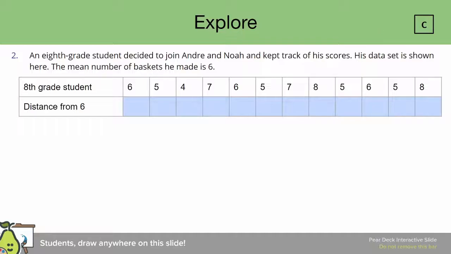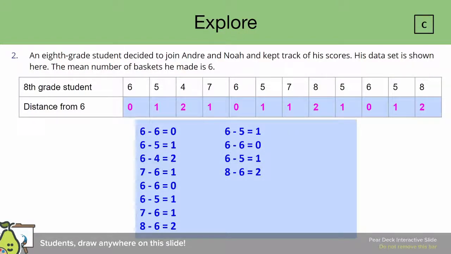Okay, welcome back. Now that you've had some time to fill in the table yourself, let's fill it in together. You should have gotten the following numbers in the table: 0, 1, 2, 1, 0, 1, 1, 2, 1, 0, 1, 2. And the way that you get these numbers is by doing a subtraction. You take the distance from 6 and you subtract it from the 8th grade student's data. So essentially 6 minus 6 is 0, 6 minus 5 is 1, 6 minus 4 is 2, 7 minus 6 is 1, and that's how you generate all the numbers in this table.